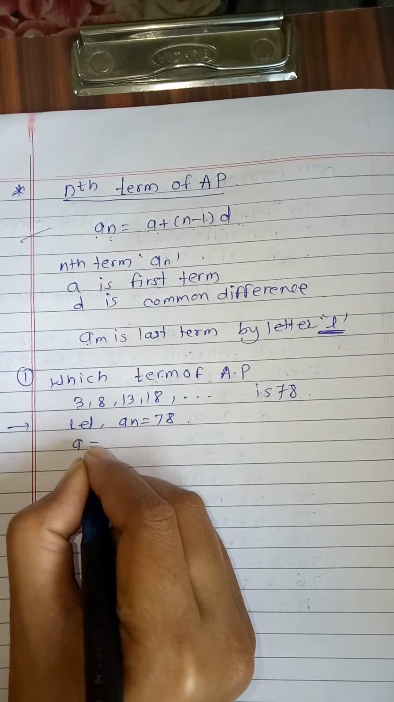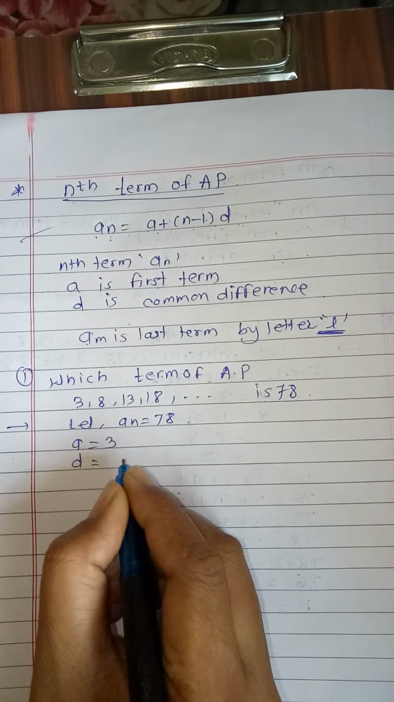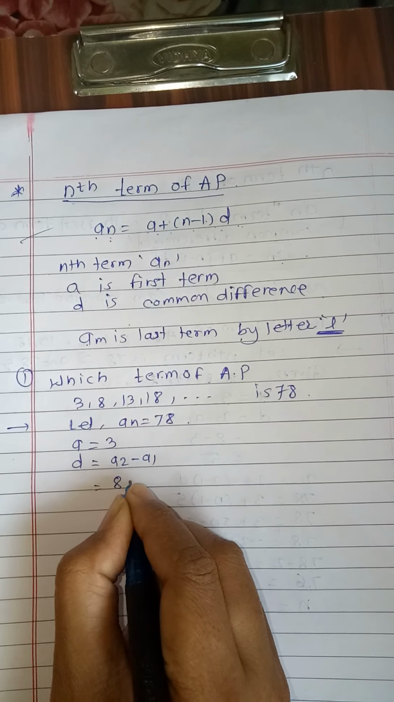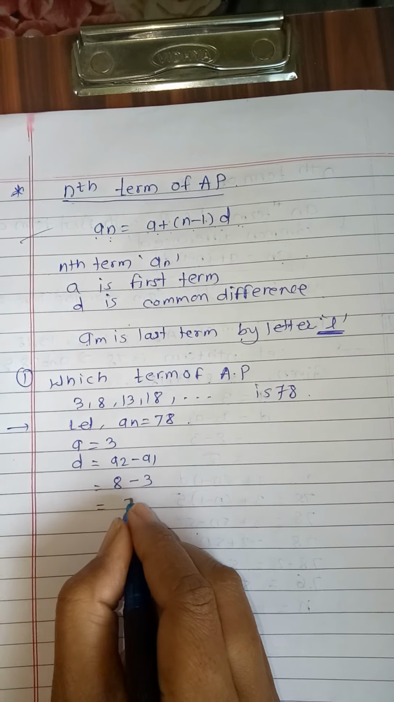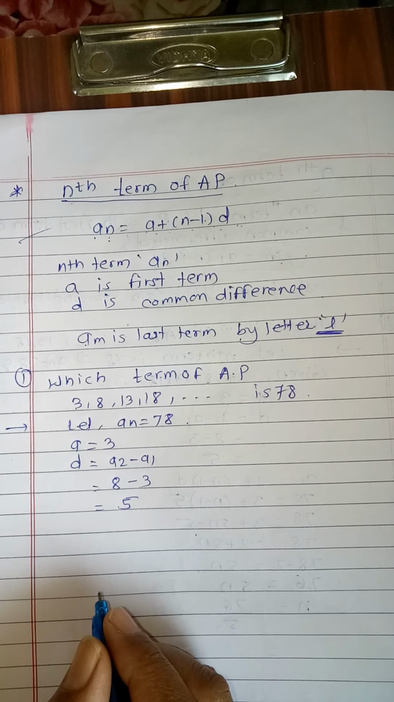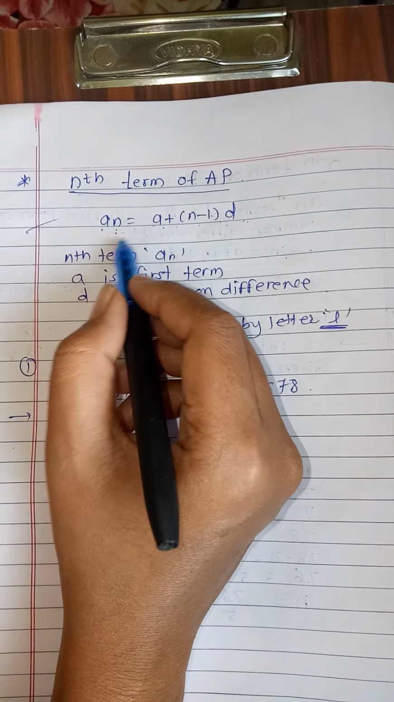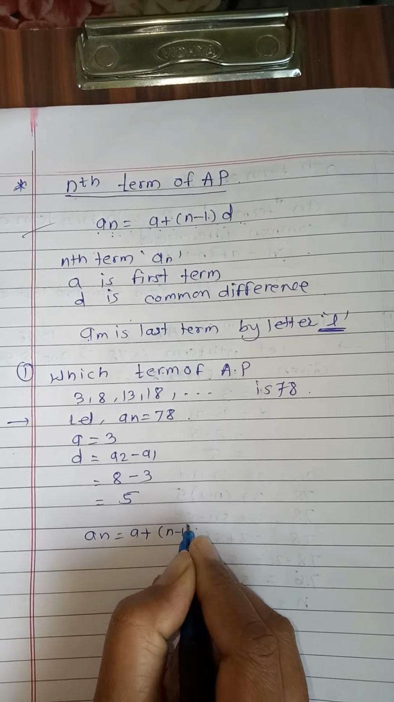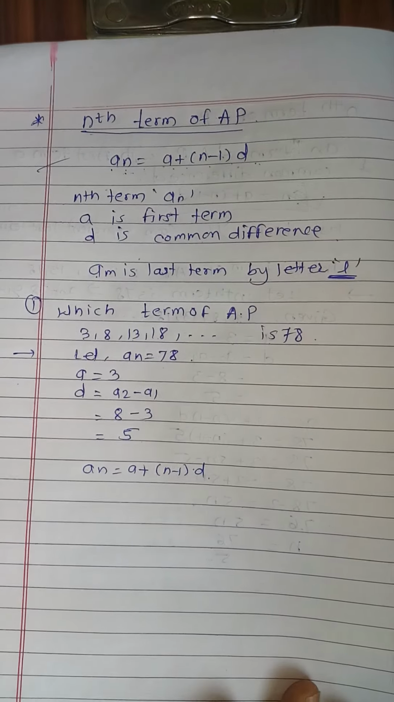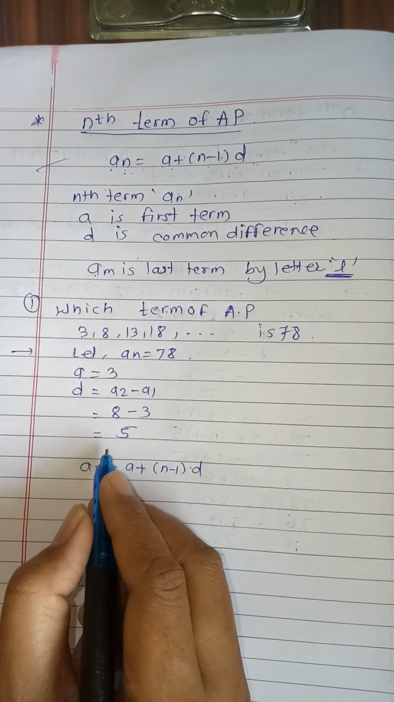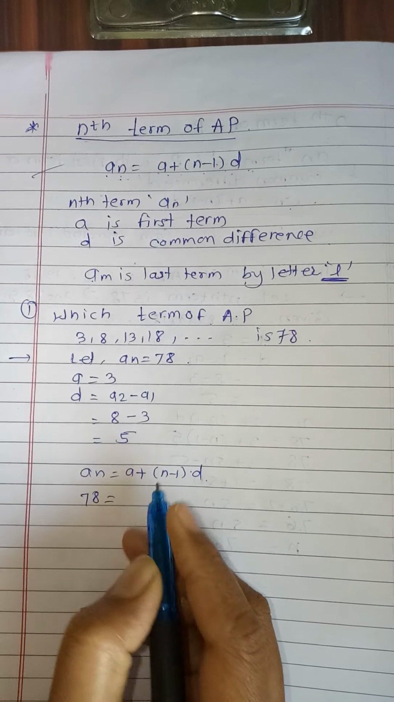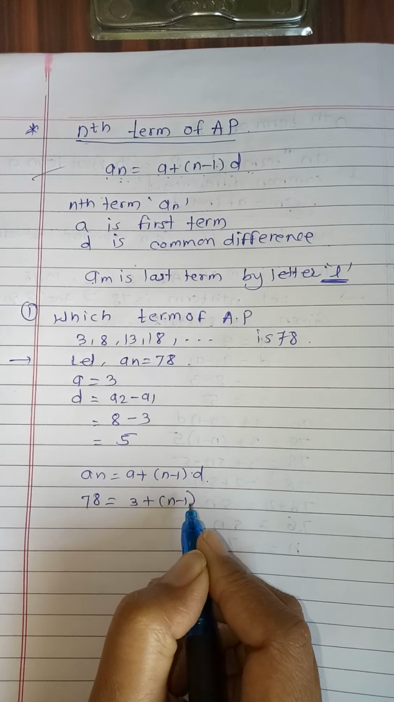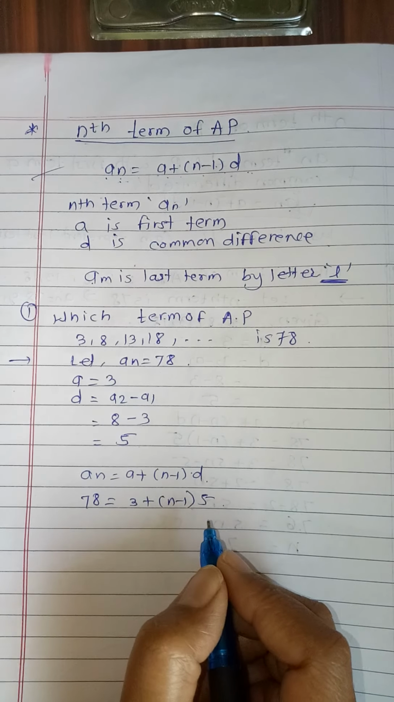So here the first term a = 3, and the common difference d is a2 minus a1, that is 8 minus 3, which is 5. So the common difference is 5. By using the nth term formula, an = a + (n - 1)d, we find the value of n. Here an = 78 is given, a = 3, and d = 5.